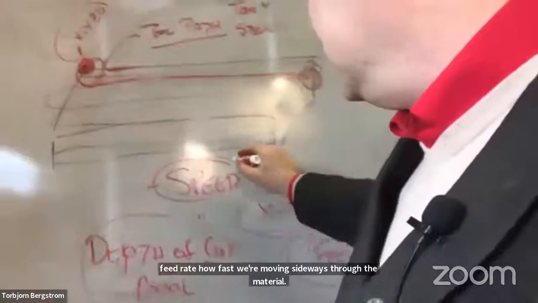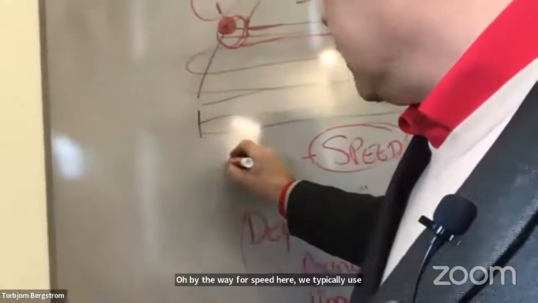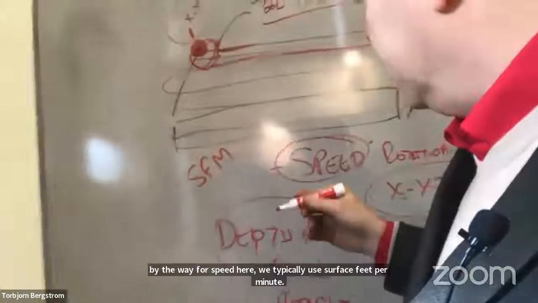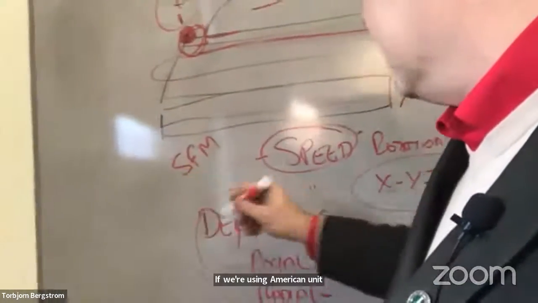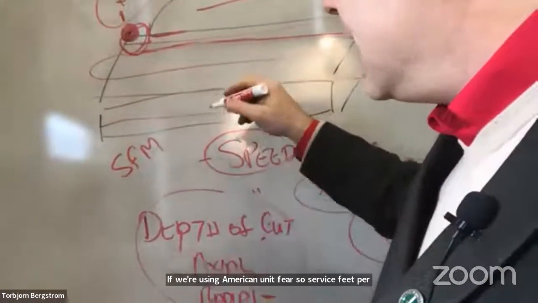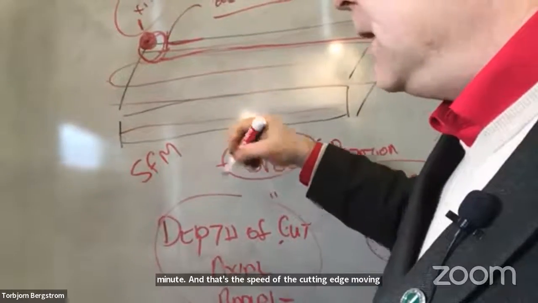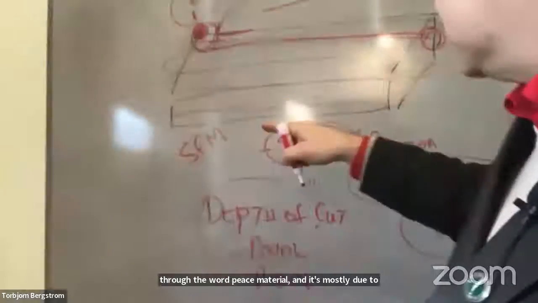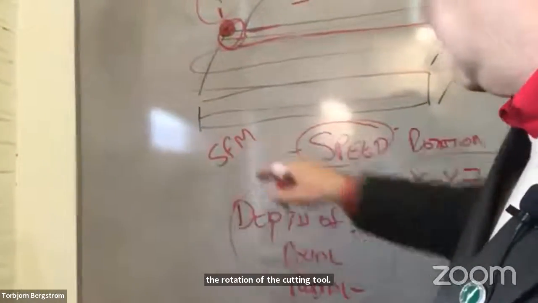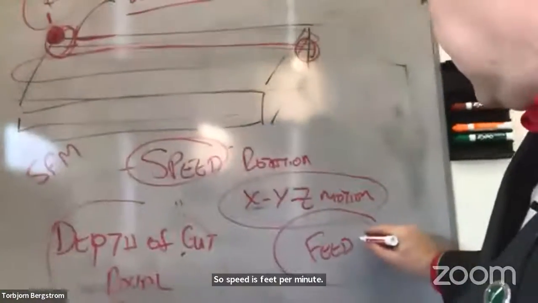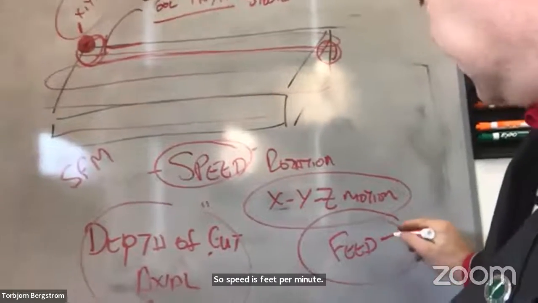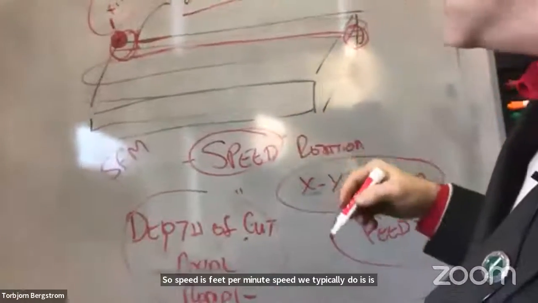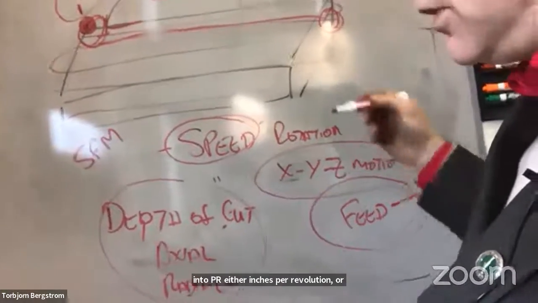Oh, by the way, for speed here, we typically use surface feet per minute if we're using American units here. So surface feet per minute, and that's the speed of the cutting edge moving through the workpiece material. And it's mostly due to the rotation of the cutting tool. So speed is feet per minute. Feed we typically do is either inches per revolution or inches per cutting tooth.